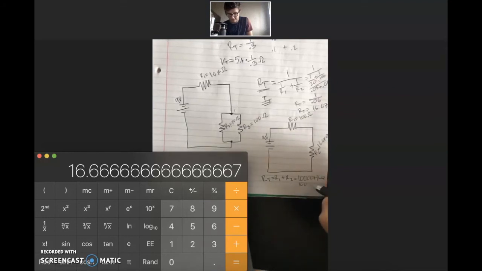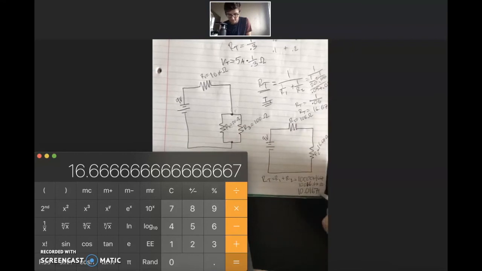So our resistance is 10,016.67 ohms. So if I wanted to make that an easier number, I'm going to make that 10.0167 kilo ohms. Okay, I barely feel the paper. Perfect. So that's a little weird. That's a weird number. I'm totally aware, but that's okay.